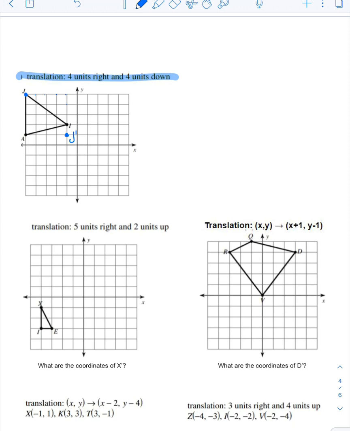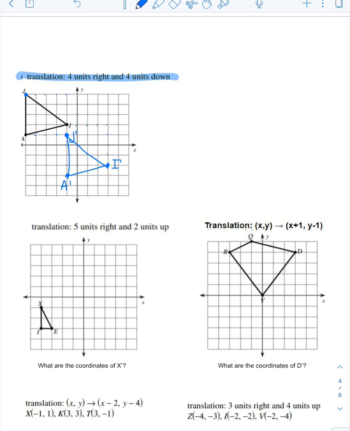Let's do the same thing for I. 1, 2, 3, 4 to the right, and then it said 4 down. 1, 2, 3, 4 down. So that is now I prime, or the new I. And then let's do A. 1, 2, 3, 4, and down 4. 1, 2, 3, 4. So that is A prime. So when you translate 1 point at a time, you end up translating the whole picture. So now let's take a look at how you'll see this in your work today.